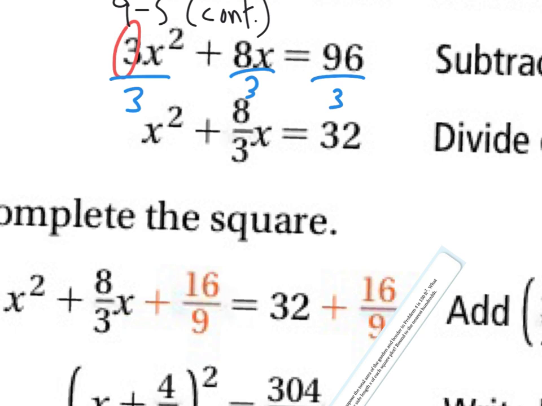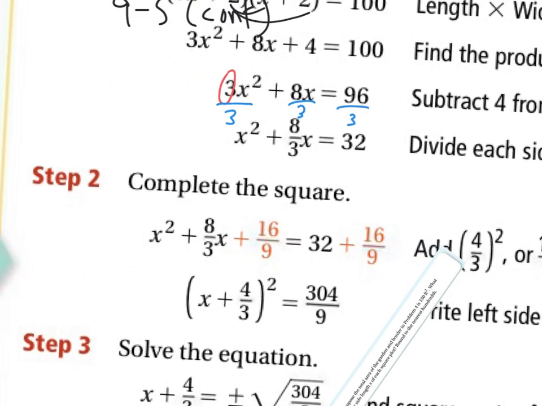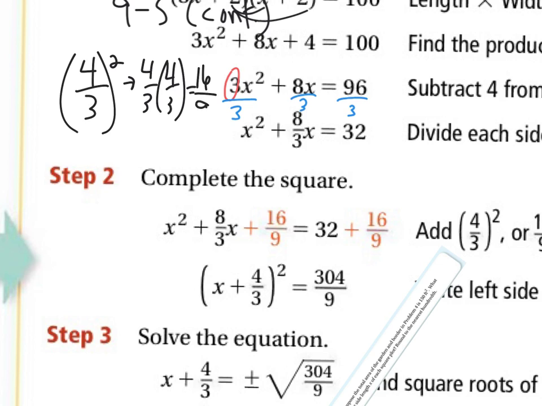x squared plus 8/3 x equals 32. Again, I like to have a plus blank on both sides, so I've got a spot for my constant. Like we did yesterday, we're going to take half of that b term and square it. Half of 8/3 would be 4/3. If you square 4/3, that's 4/3 times 4/3, which is 16/9. That's how they got the 16/9 down here. And if we add it on one side, we've got to add it on the other side to keep our equation balanced.